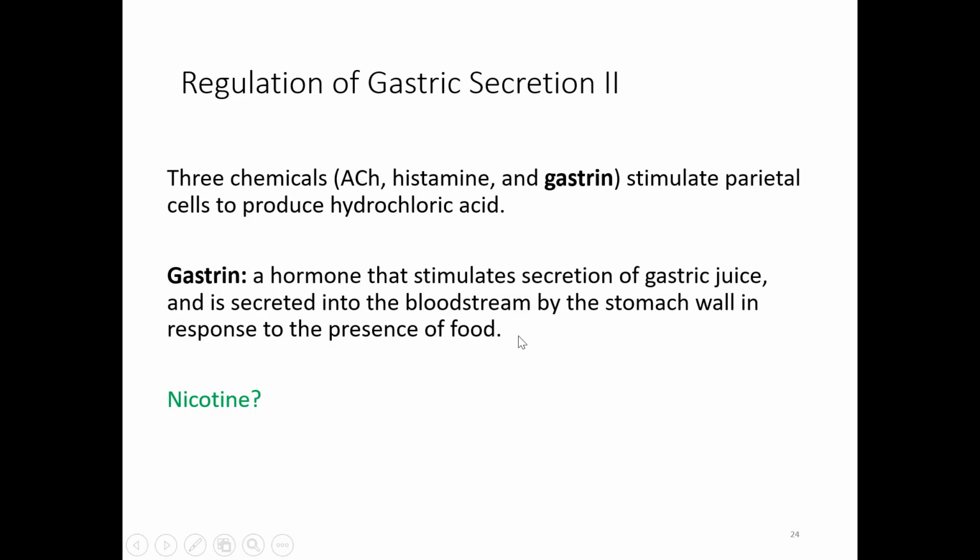Simply saying, you eat food, enteroendocrine cells produce gastrin. Gastrin through the blood goes back to the stomach and makes parietal cells produce hydrochloric acid for digestion of that food. Why is that word right here, nicotine? It's because nicotine is one of the chemicals that we naturally do not have in our body, but when we consume it by smoking, it actually activates the stomach to produce hydrochloric acid.